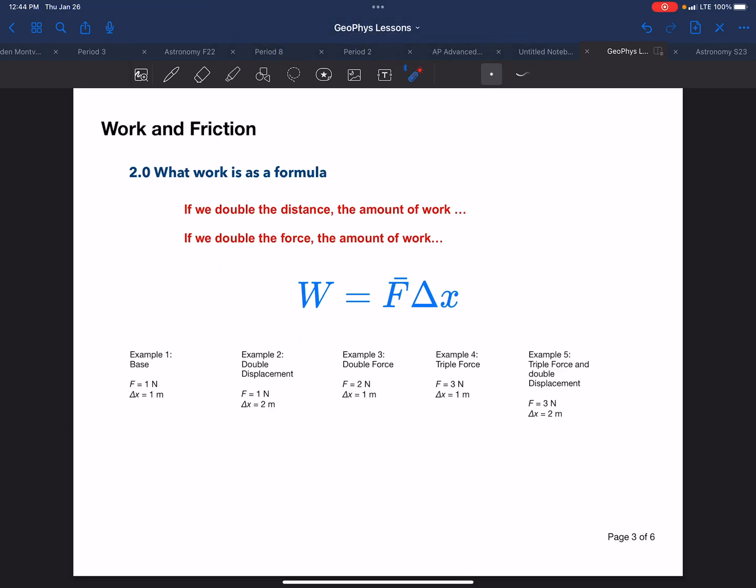In the previous short film, we saw that there were some factors that played into what work was. And what we saw is if we doubled the distance, the amount of work doubled. And if we double the force, pulling 2 chairs at the same time, the amount of work also doubled.